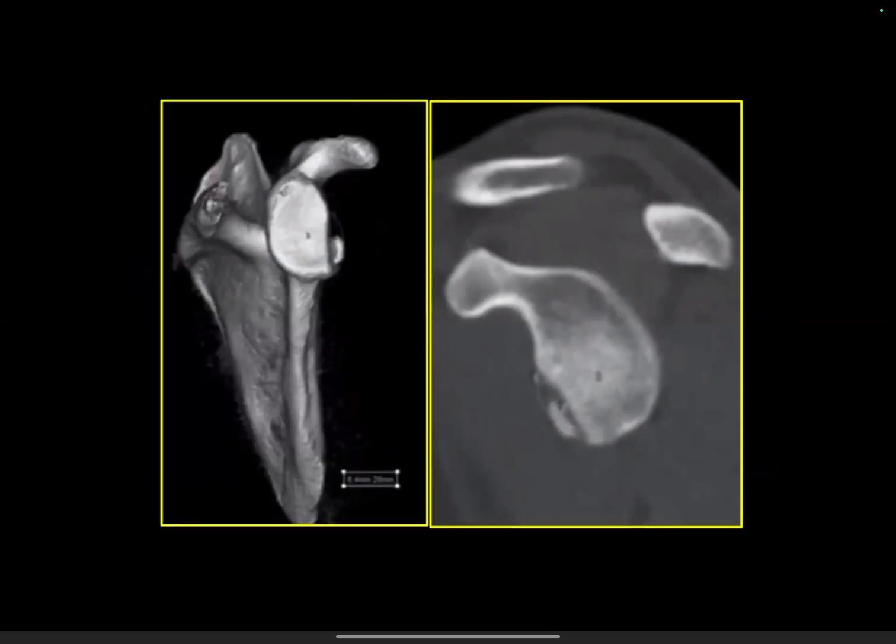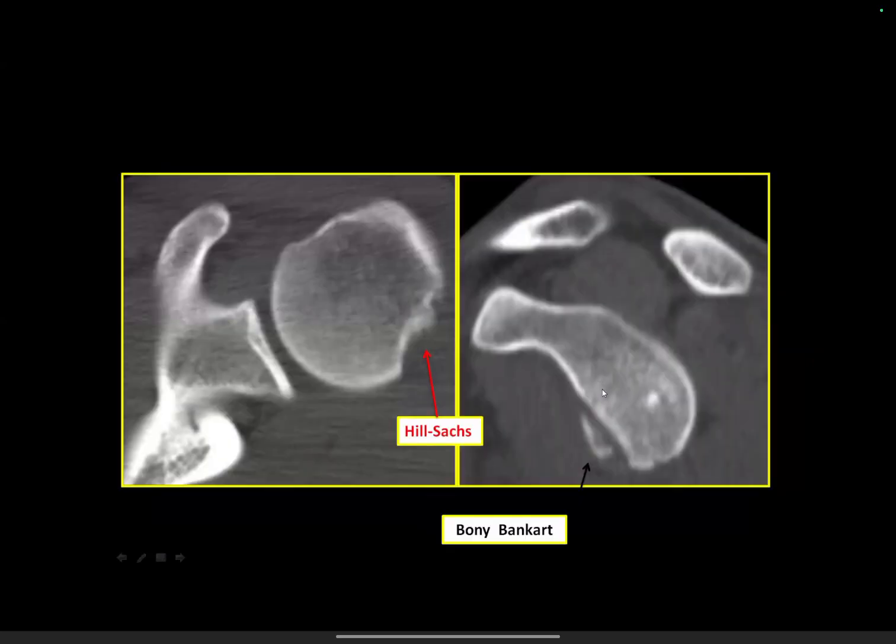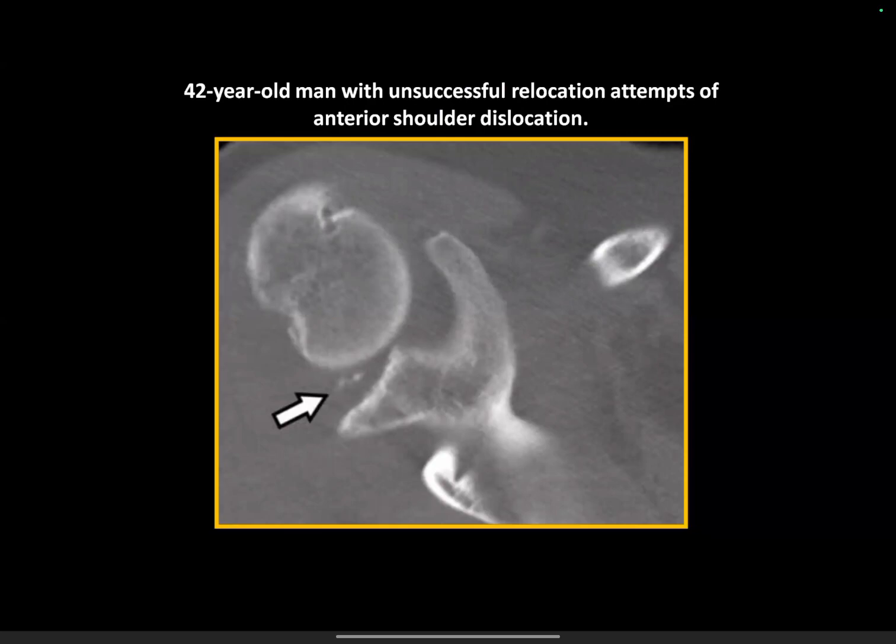Okay. This is an example of a Bankart lesion, as you can see on the sagittal CT. Again, a representation of the Hill-Sachs with the bony Bankart lesion. This is an example of a 42-year-old patient who had an anterior shoulder dislocation. They had multiple attempts to relocate. They couldn't. The patient underwent a CT scan.